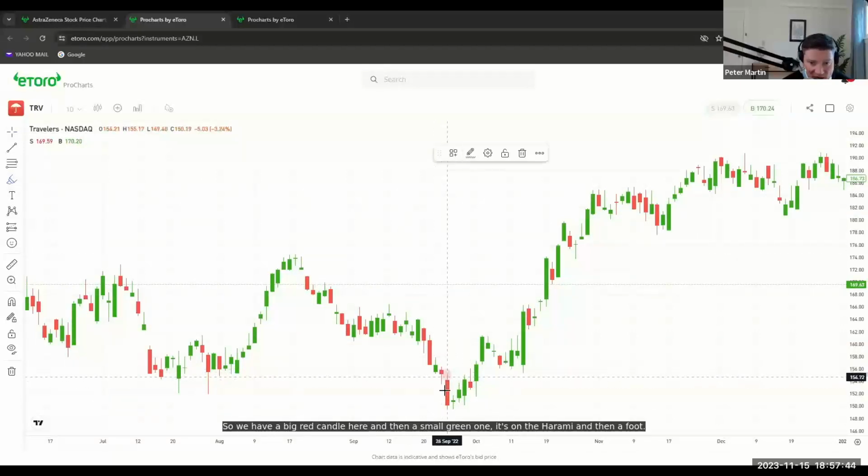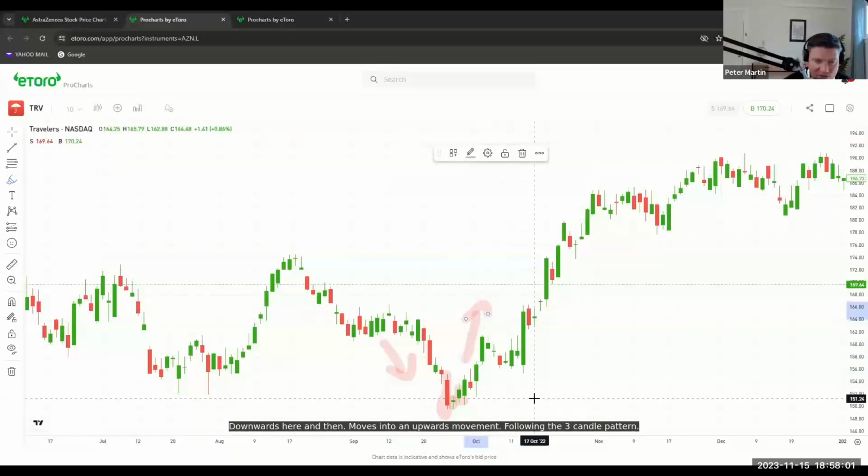We have a big red candle here and then a small green one. It's a harami, and then a third green one pushing above that middle one. So we can see that is a reversal of downwards here and then moves into an upwards movement following the three candle pattern.